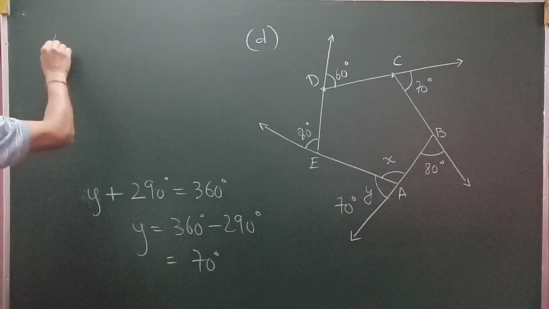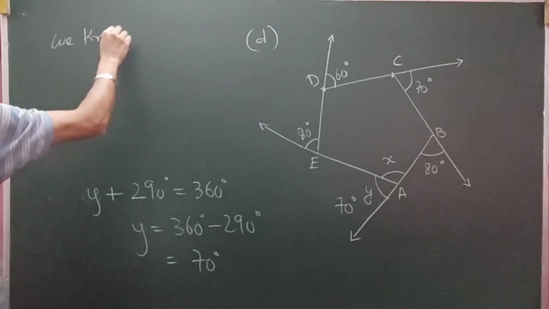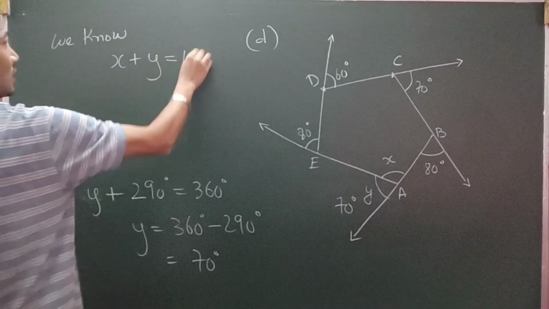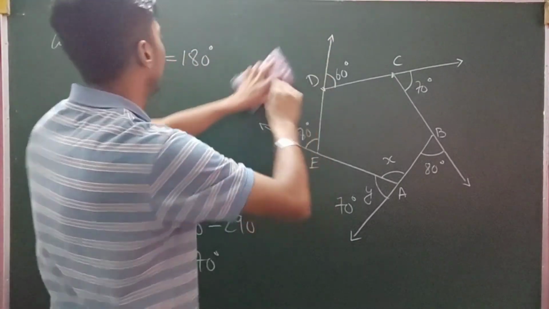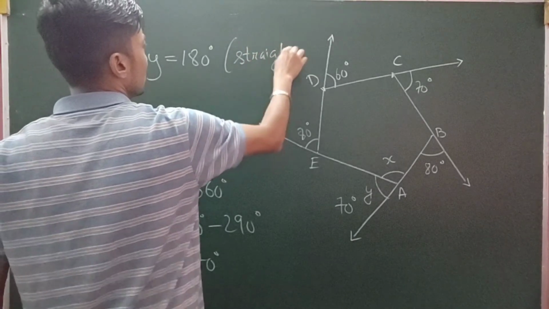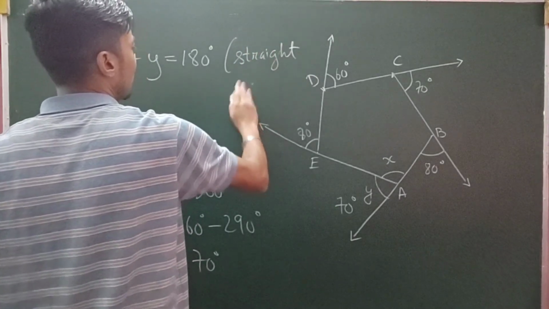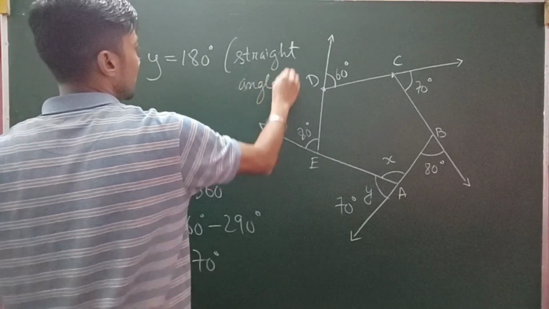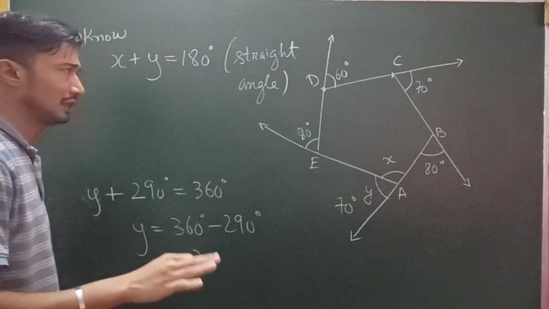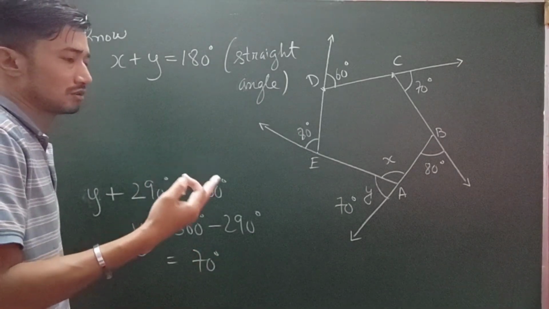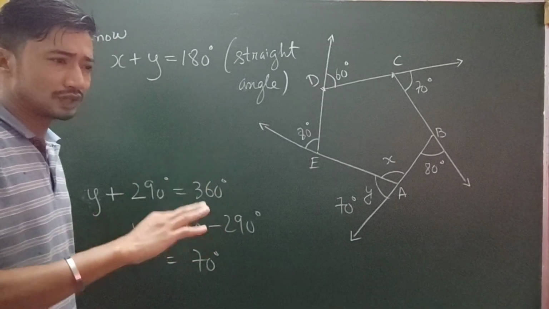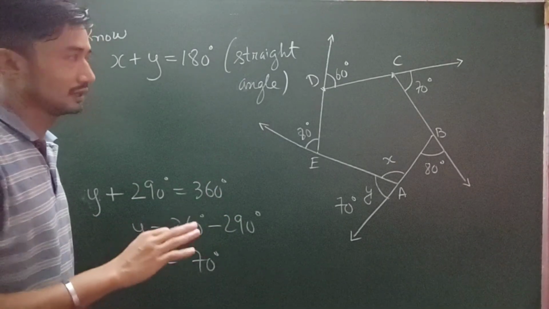You can just write, we know, this will be enough. Okay? We know x plus y is equal to 180 degrees. In brackets, if you wish to write, you can just write straight line or straight angle. The teacher will understand. Don't worry about that. You should just give the idea to the teacher that you know what you're doing.